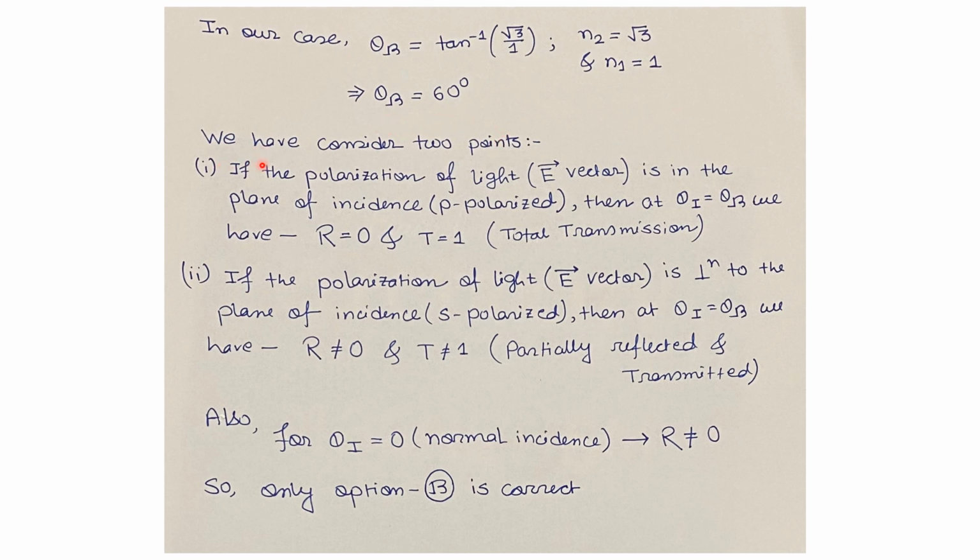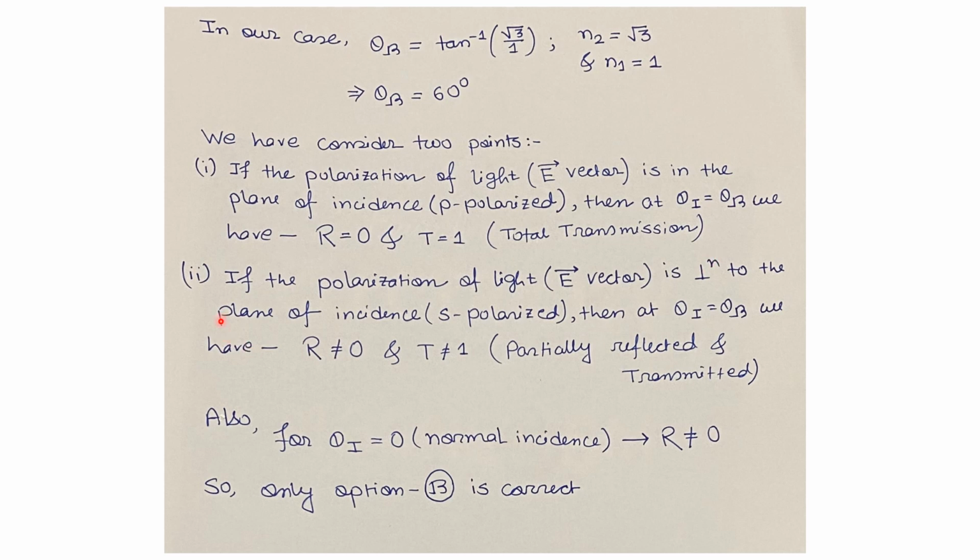Now we'll consider 2 points. First point: if the polarization of the light, that is the E vector, is in the plane of incidence, that is P polarized light, then at the angle of incidence theta equals theta b, we have the reflection coefficient R equals 0 and the transmission coefficient T equals 1. So this is the case of total transmission of P polarized light at incidence angle theta b.